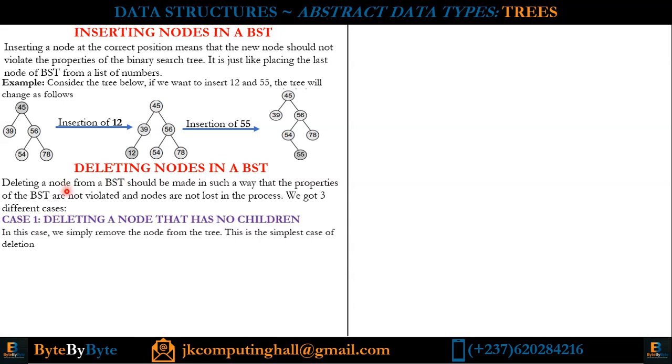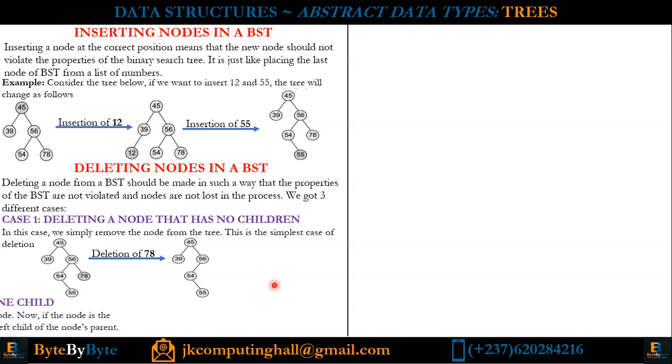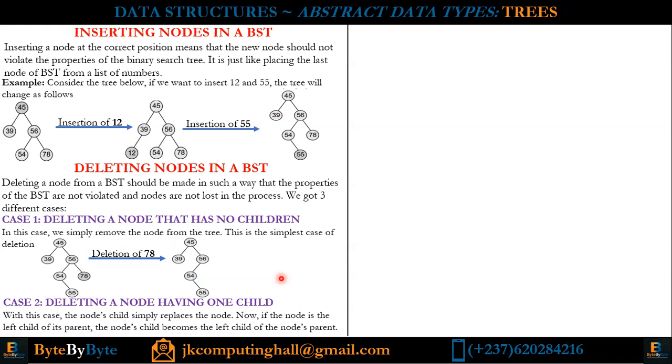Case 1, deleting a node that has no children. In this case, we simply remove the node from the tree. This is the simplest case of deletion. For example, if I have this, look at 78. 78 has no children. So if I want to delete this, I will simply remove it. As you can see, I just erase it from memory. That's what we have.